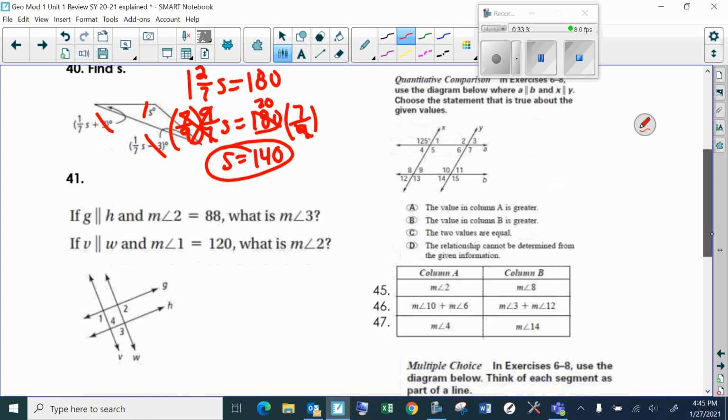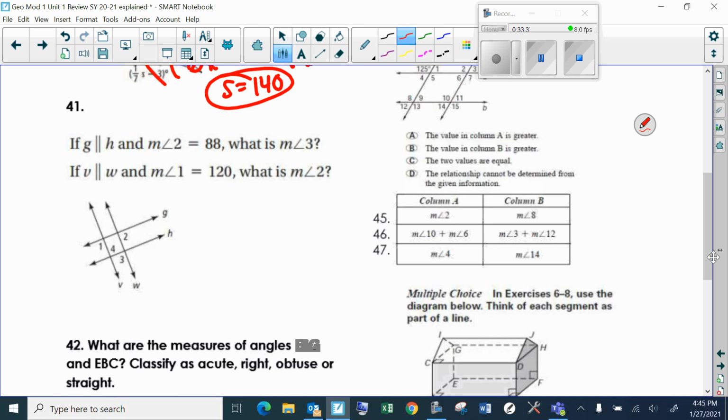Okay. Let's do 41 first. So there's two different problems that are not related. You do each one separately. G is parallel to H. Okay. Or use lowercase letters in naming lines if they're at the arrow. Otherwise, you pick 2 points in line. We don't have 2 points in line, so we have to use these lowercase letters to name them. So G and H are those lines, names of those lines. Measure angle 2 right here is 88. What's measure angle 3? Well, that makes this 88 over here, right? Corresponding angles, and then 88 and that 3 form a linear pair, which means they are supplementary, which means they add to 180. 180 minus 88 is 92.